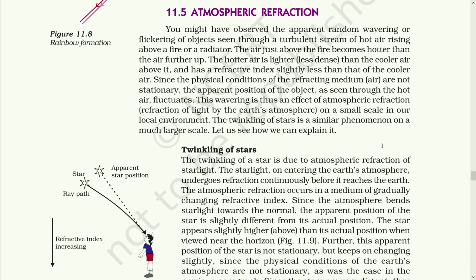Atmospheric refraction. Now the same refraction happens in our atmosphere. The light coming to us has to pass through many layers of the atmosphere, which creates different densities and bends the light in different directions. This creates an image of flickering. Most of the objects do not flicker. Just for an example, think about the sun.